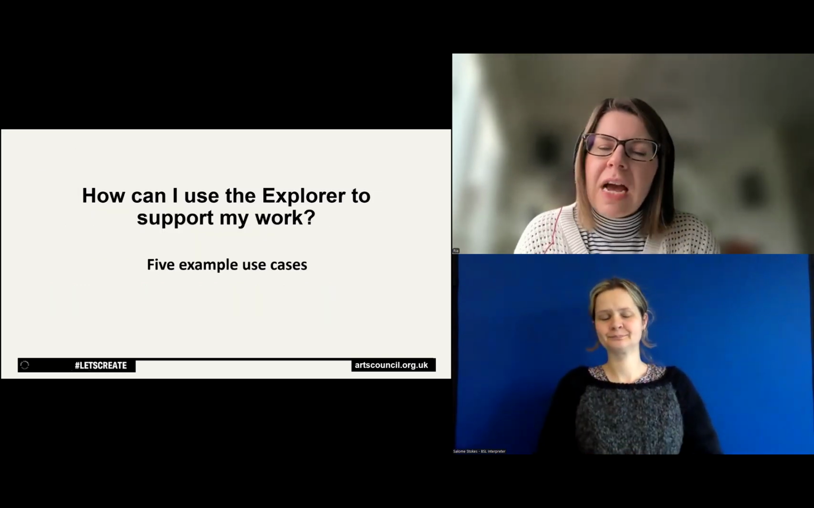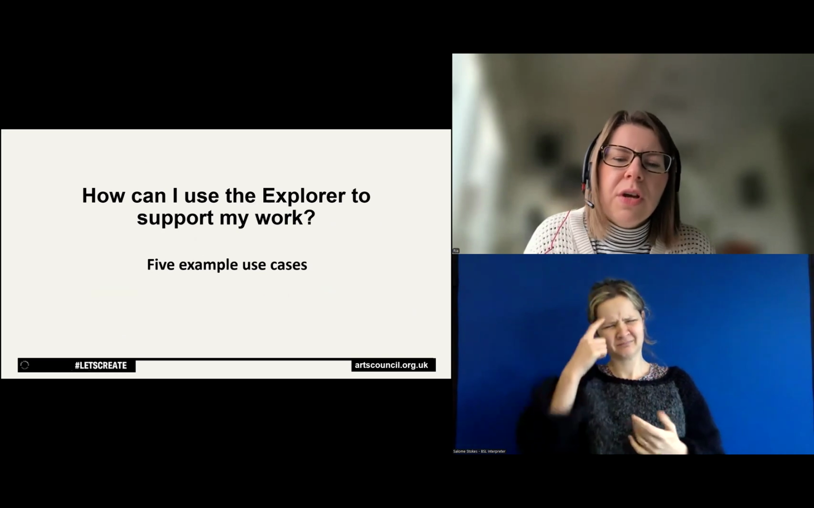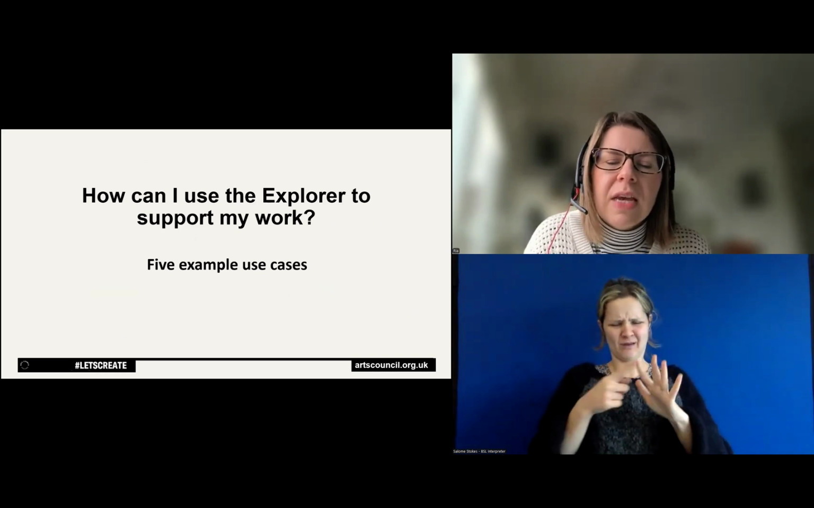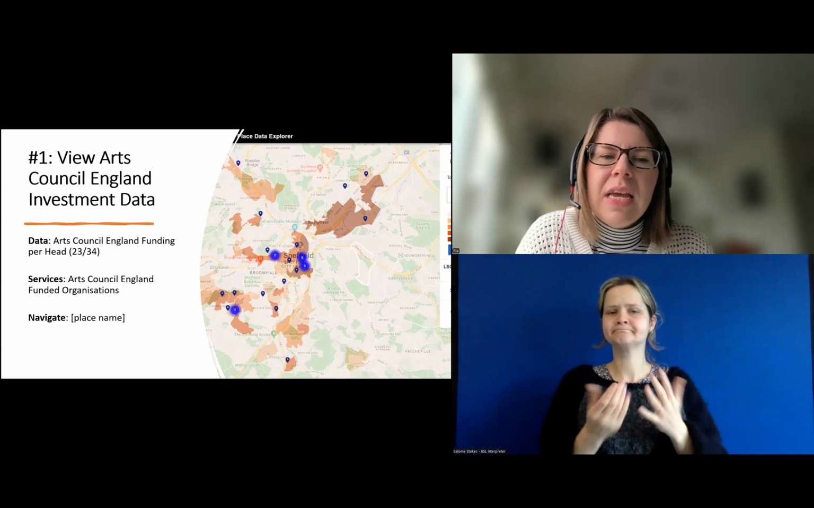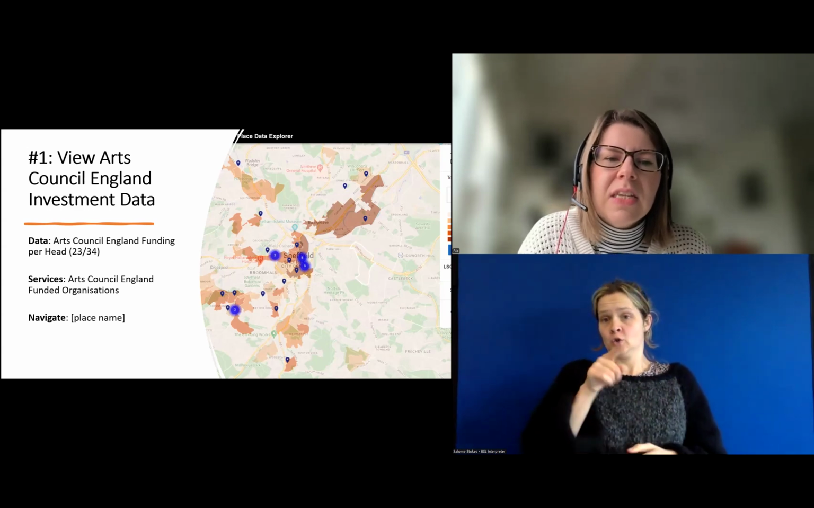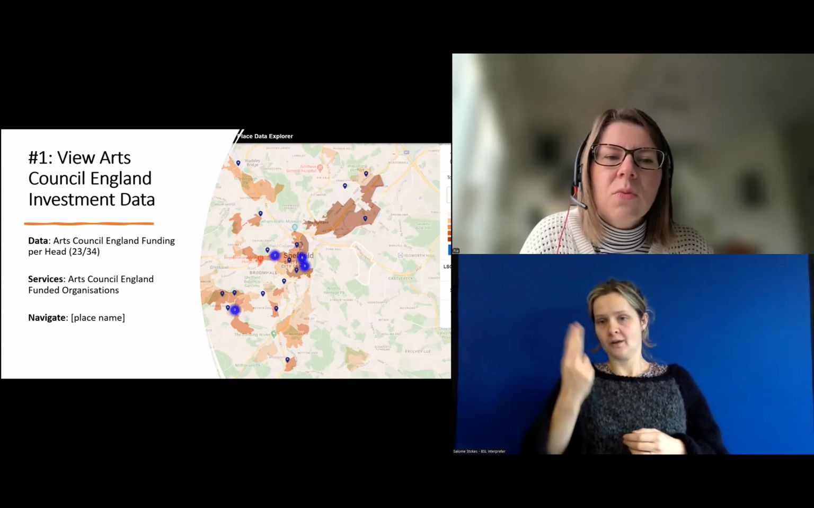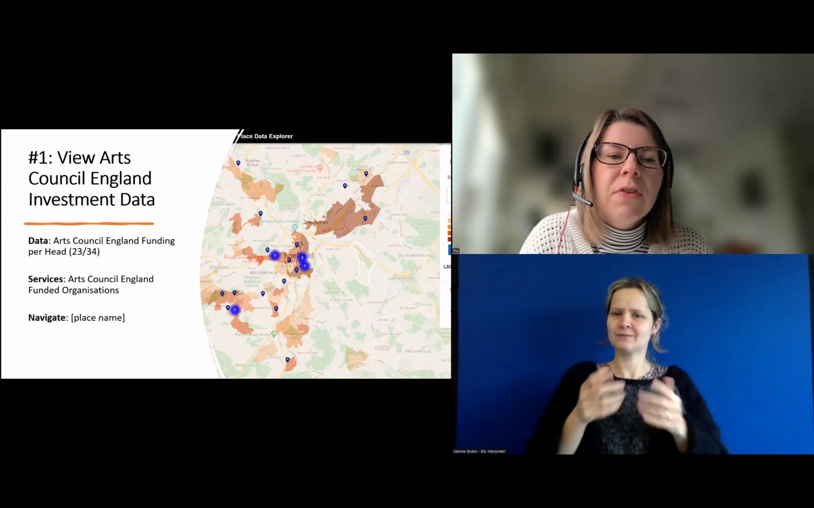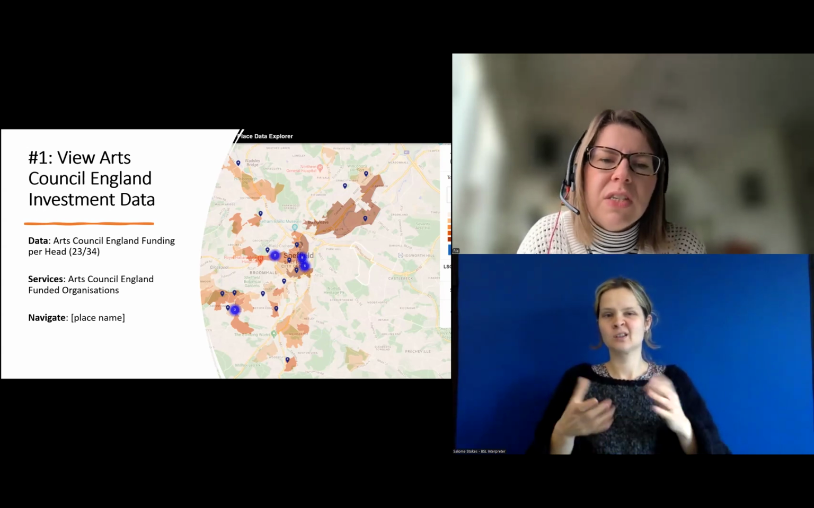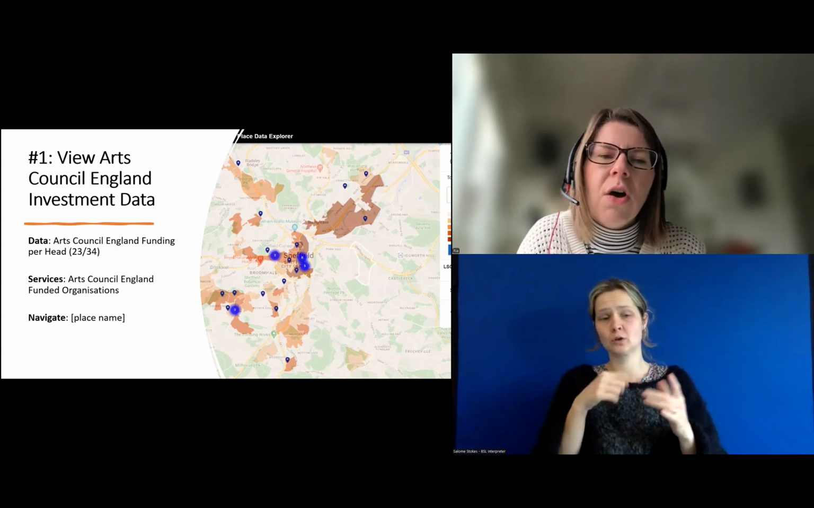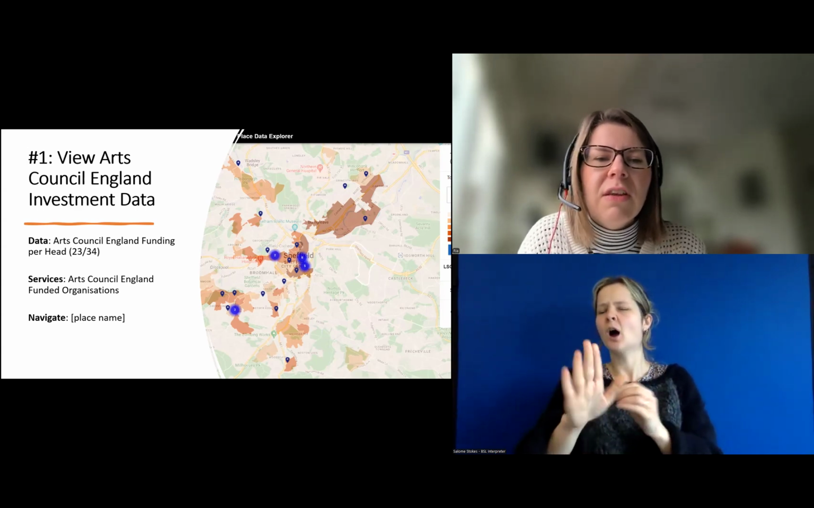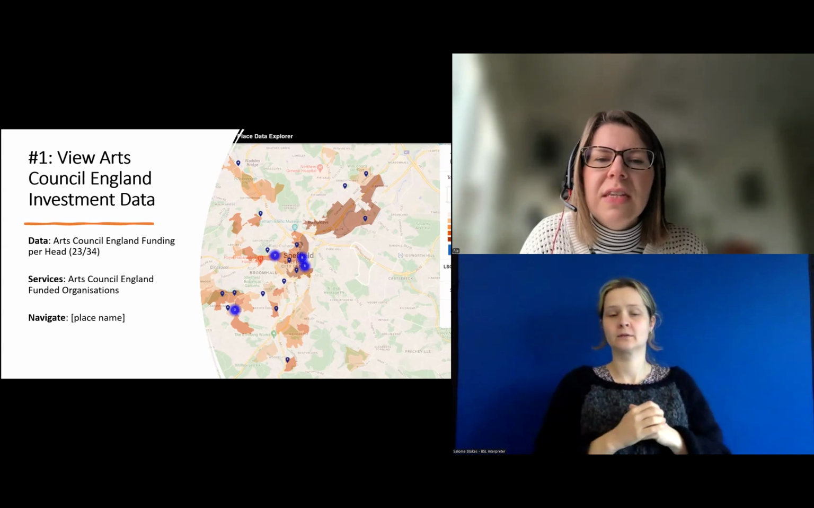So you might be wondering how you can use the Explorer to support your work. So we've come up with some example use cases. If you're interested, for example, in Arts Council investment data, you can add some data in around funding. For example, we've used 23-24 here, and then you can map on in our services tab, and I'll come to this when I show you the demo, the different Arts Council funded organisations in an area.